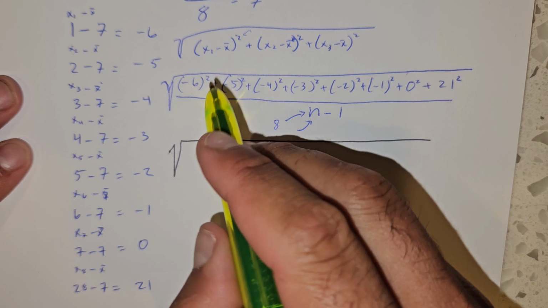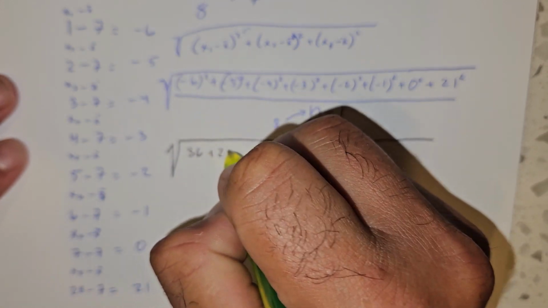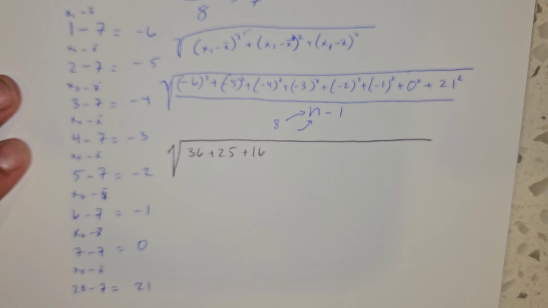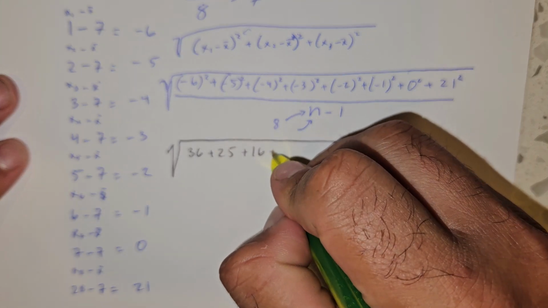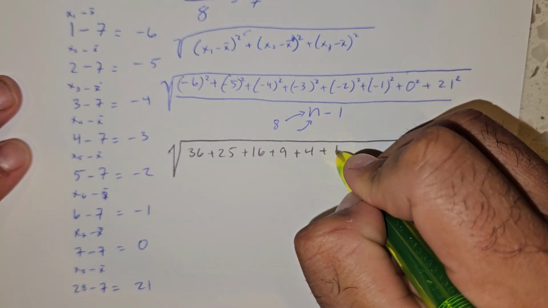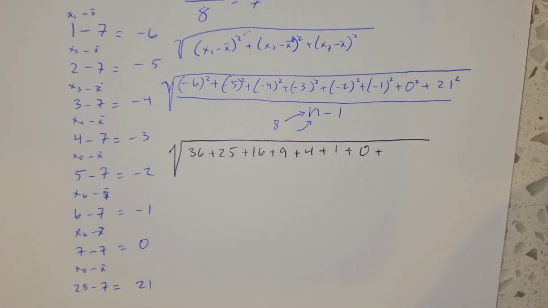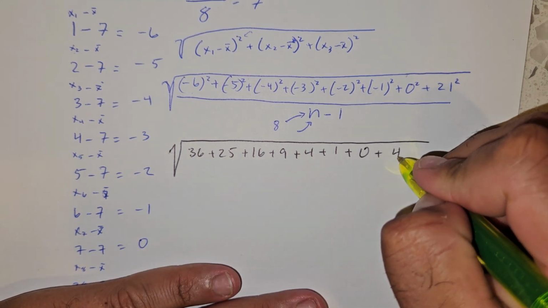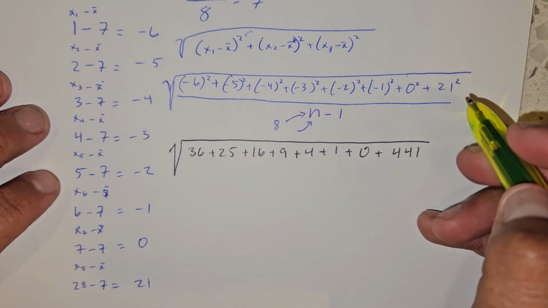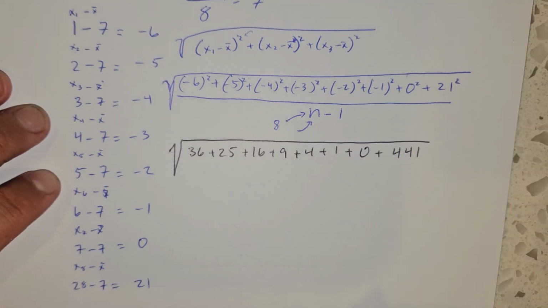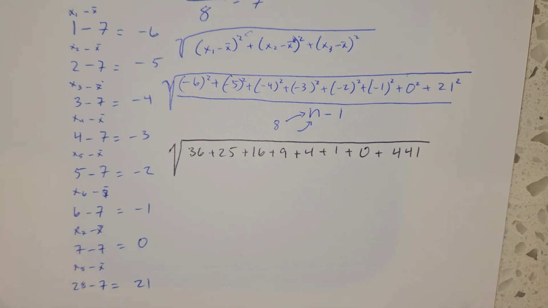Okay, so negative 6 squared is 36, plus 25, plus 16, plus 9, plus 4, plus 1, plus 0, and plus 21 squared, which is 441. I'm telling you, this outlier here is really going to kick her butt, but it is what it is. So let's add them all together: 36 plus 25 plus 16.